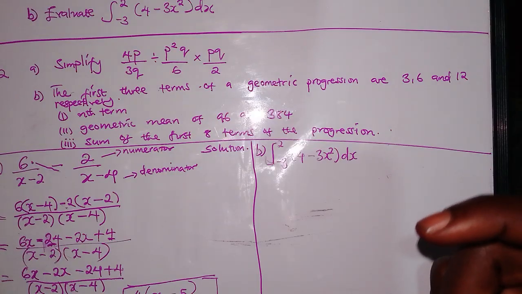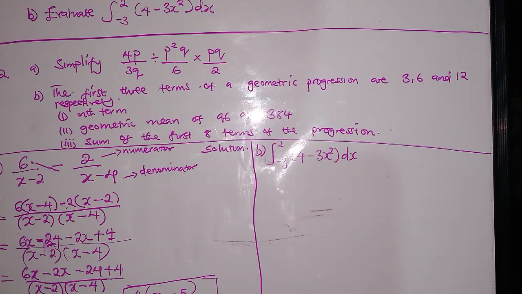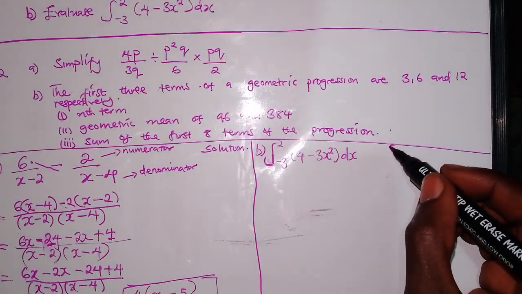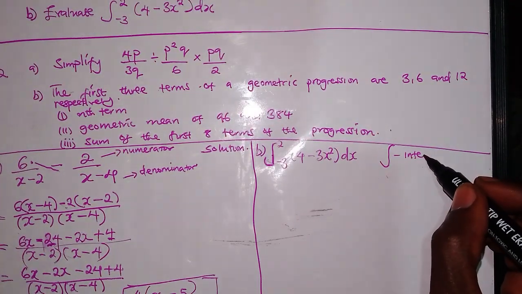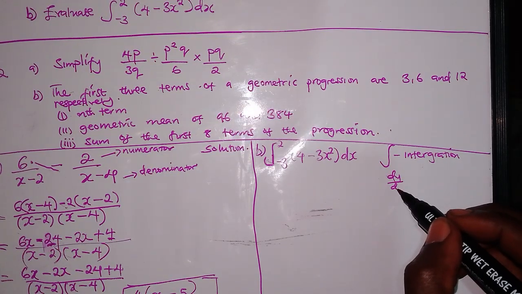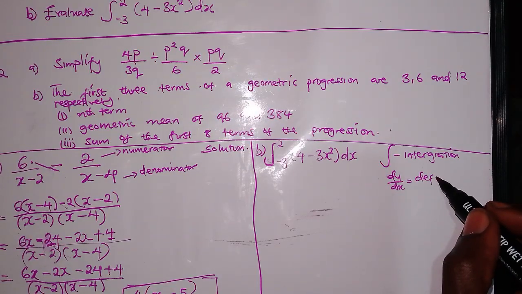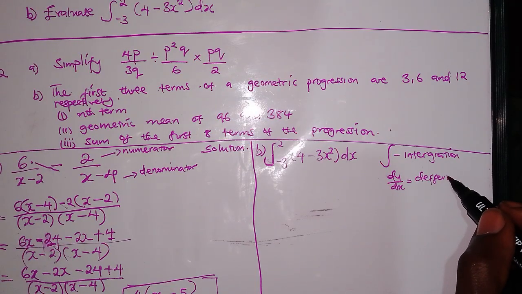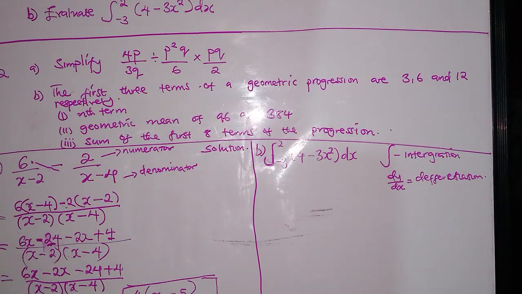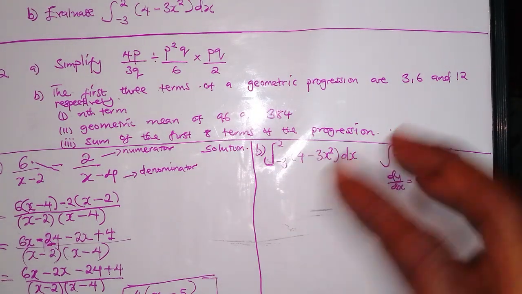So now how can you know which calculus you are dealing with? Because we have 2 types of calculus which you need to know at your grade 12: integration and differentiation. So whenever you see this symbol, just know that this symbol means integration. Then when you see dy dx, just know that it's differentiation. So these are the 2 terms which you need to understand before we start solving the question.